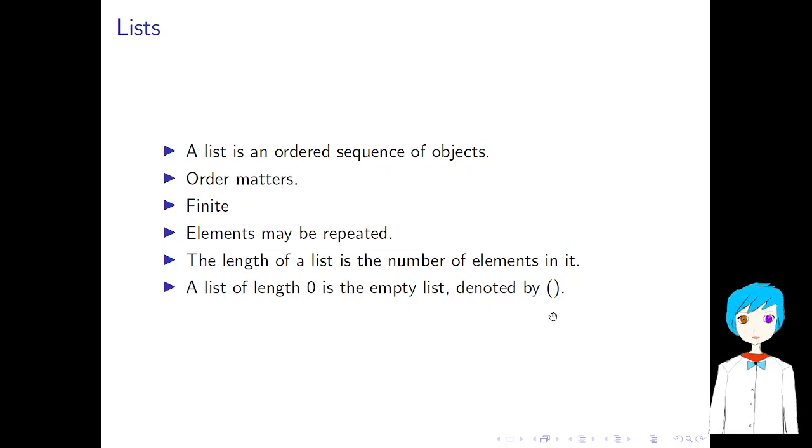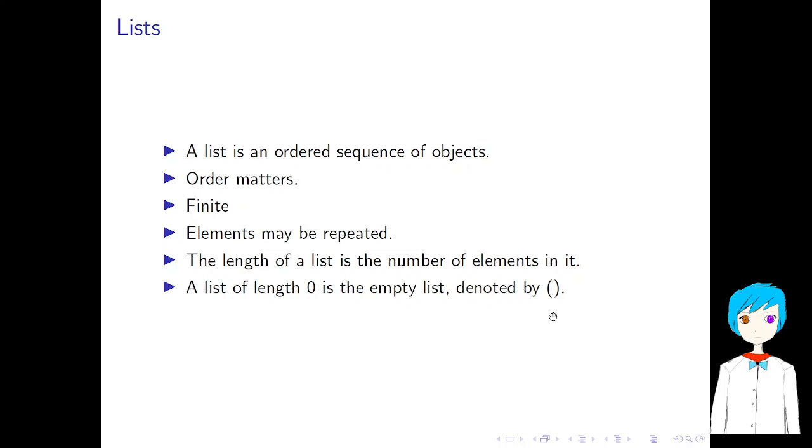So basically, we introduced some concepts of data structure in discrete mathematics. First, we introduced lists. A list is an ordered sequence of objects. So order matters, and a list always consists of finitely many elements. Elements may be repeated, and the length of a list is the number of elements in it. It is always finite. A list of length 0 is the empty list, denoted by two parentheses.